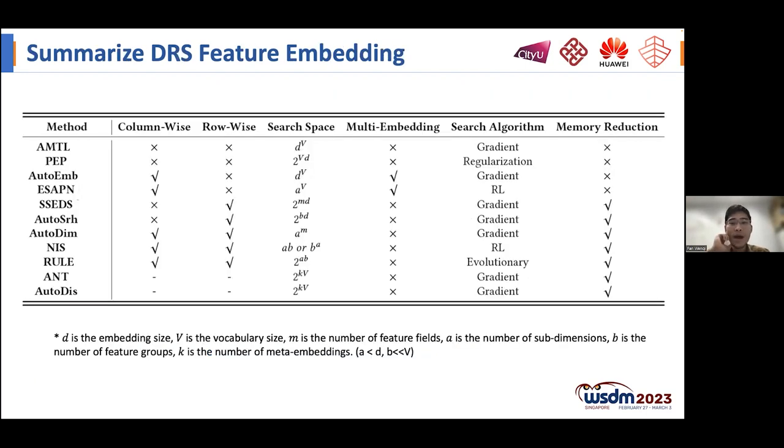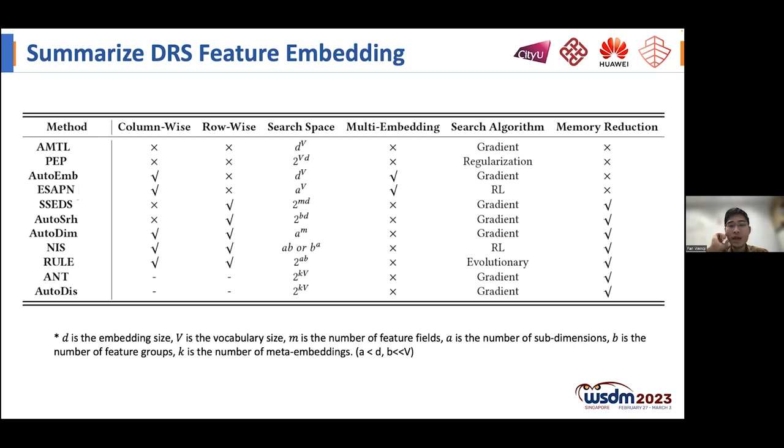As for the feature embedding part, depending on the search space, existing methods can be grouped into some categories, including the full embedding search, column-based embedding search, row-based embedding search, column and row-based embedding search, as well as the combination embedding search. We can see that the search space in automated feature embedding search has also developed from the detailed space to abstract space.